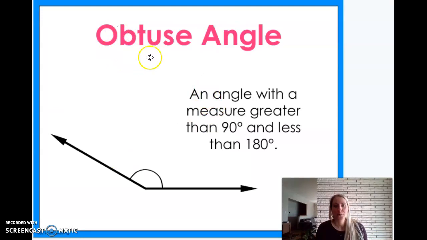Next, we have an obtuse angle. So this is an angle with a measure greater than 90 degrees and less than 180 degrees. So an obtuse angle is going to be larger than a right angle, but less than 180 degrees, which would be a straight line. So somewhere between a right angle and a straight line.